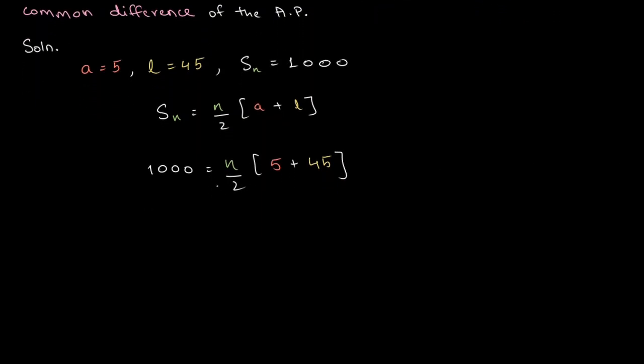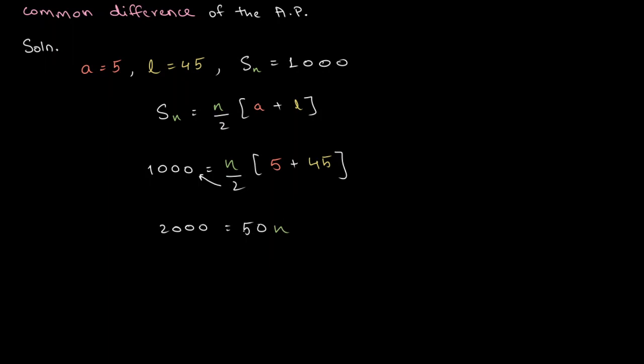So taking the 2 from the right to the left, it becomes multiplication. 1000 into 2 makes it 2000. 5 plus 45 is 50. So 2000 is equal to 50n, right?